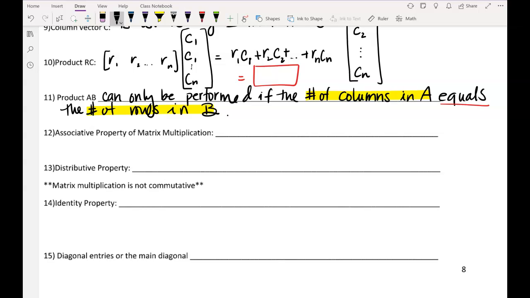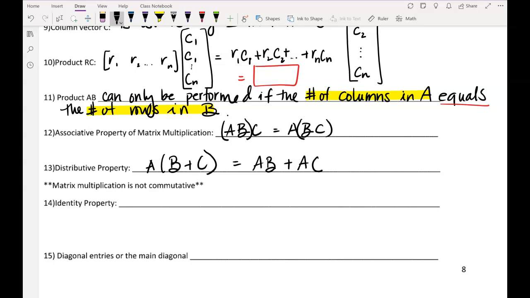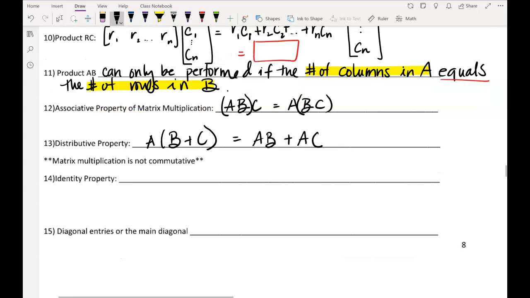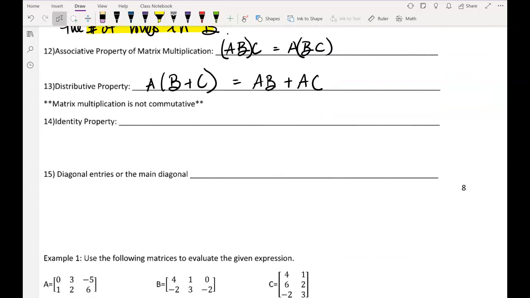12, associative property of matrix multiplication, which is very similar to addition earlier. So if we multiply matrix A, B first, then C will be the same thing as if we were to multiply B, C first, and then times A. Distributive property, if we have matrix A times matrix B plus C first, that's the same thing as if we would distribute and then add. Now, matrix multiplication is not commutative, so that's why we don't have one for multiplication. We just have two more.